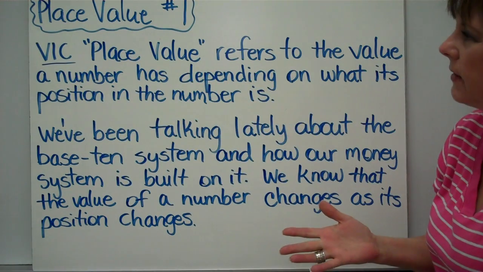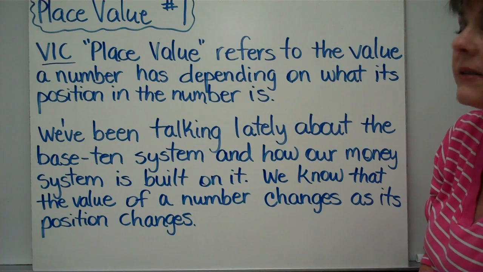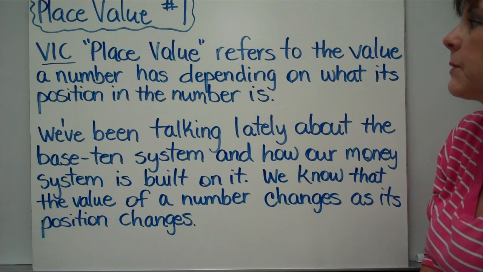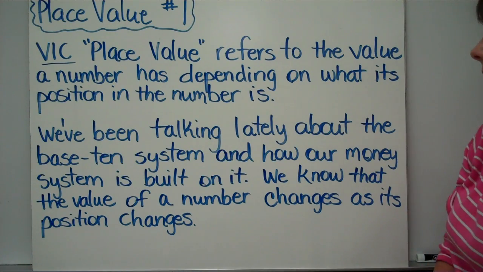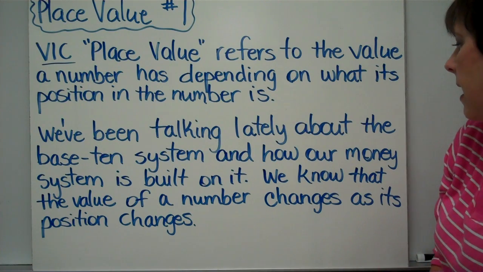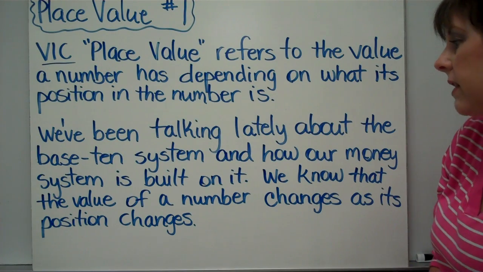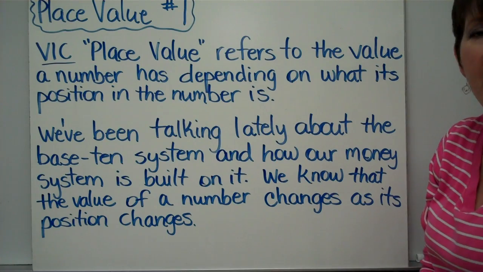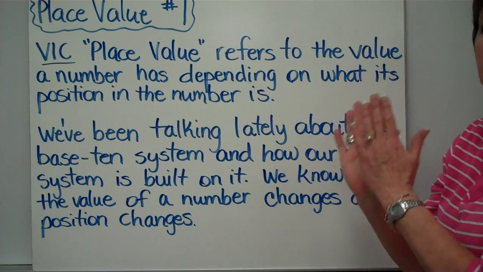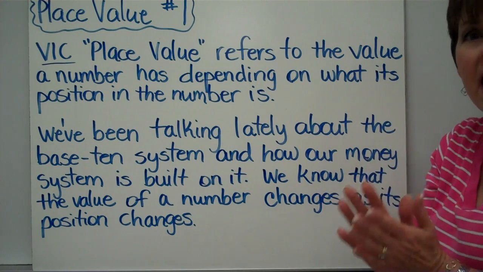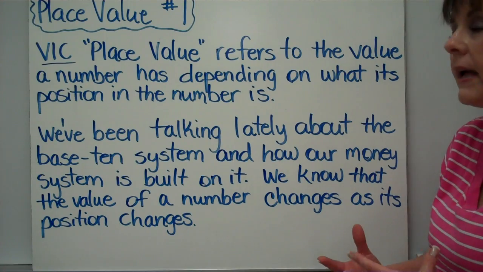What is place value? Well, place value refers to the value a number has depending on what its position in the number is. We've been talking lately about the base 10 system and how our money system is built on it, and we know that the value of a number changes as its position changes. If you put a 6 in a certain place, its value will change depending on what position or place value it's in.